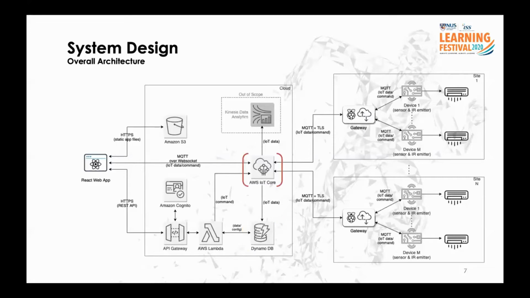AWS IoT Core Service is used to host IoT objects that represent the gateways in the field. It also includes an MQTT broker that facilitates transferring of command and status messages between the front-end application and the gateways. AWS also offers big data and machine learning services that could be useful for future improvements of our system.